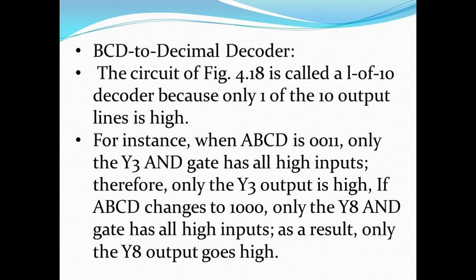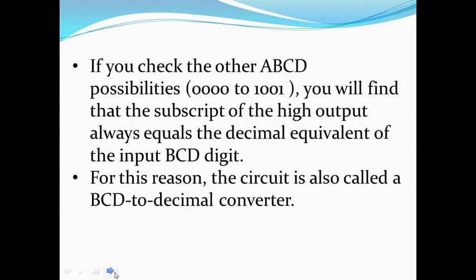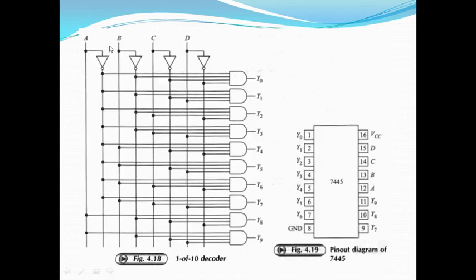Now, BCD to decimal decoders. How can this circuit be prepared? The circuit of figure 4.18 is called a 1-of-10 decoder because only one of the 10 output lines is going to be high. Here we have utilized the bus bar system. A and A bar are available through the inverter, B and B bar are available, C and C bar are available, and D and D bar are available.